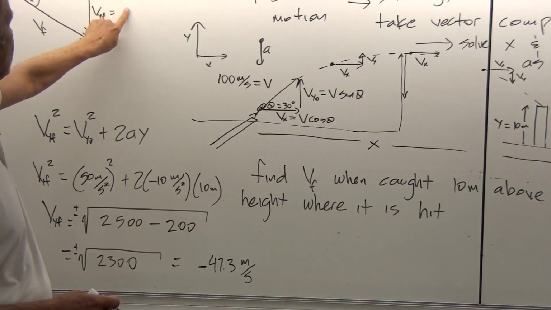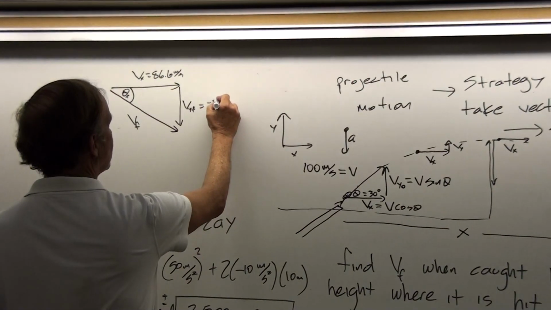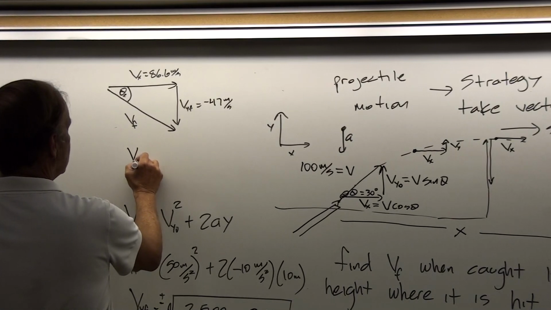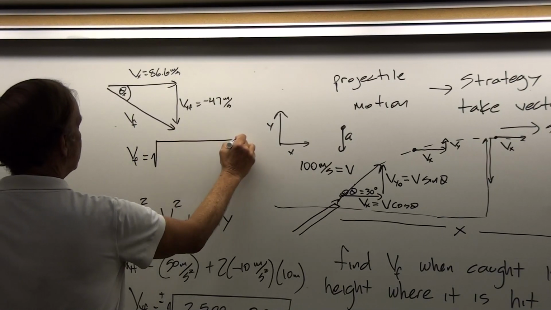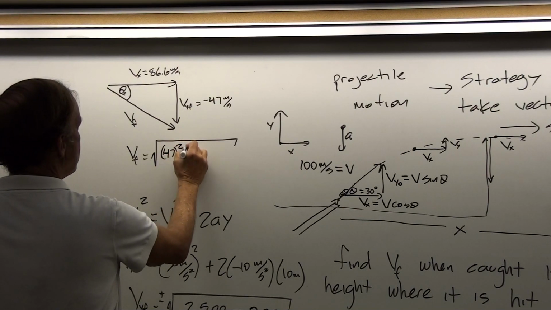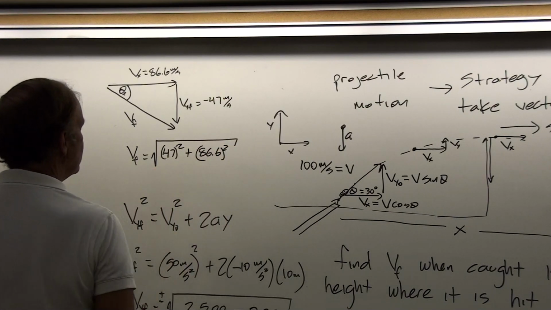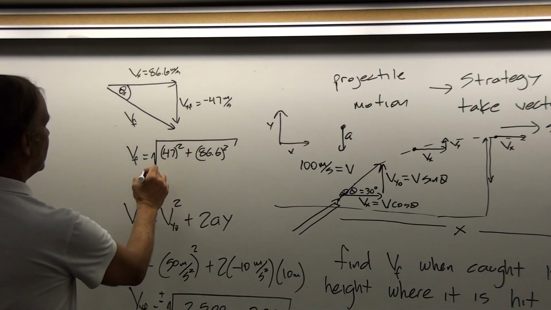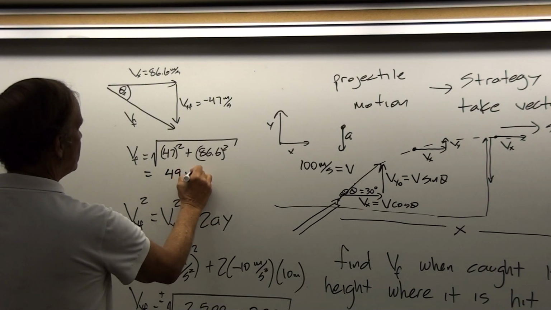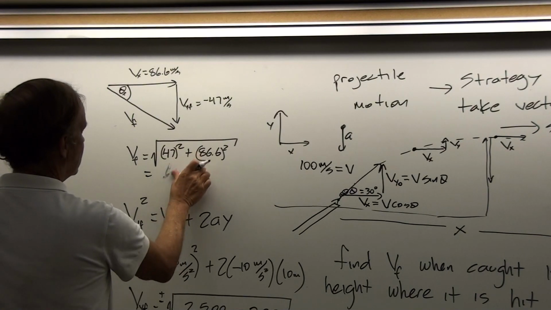Okay, so what we're going to want to do here is write this as Vy final is minus 47 meters per second. And then V final we can get as the square root of 47 squared plus 86.6 squared, just like we did before in that previous example. So that gives us approximately 49 meters per second. I'm sorry, 99.